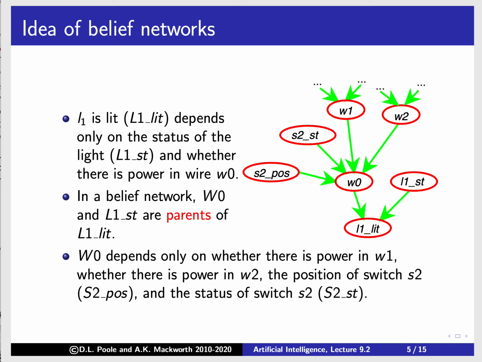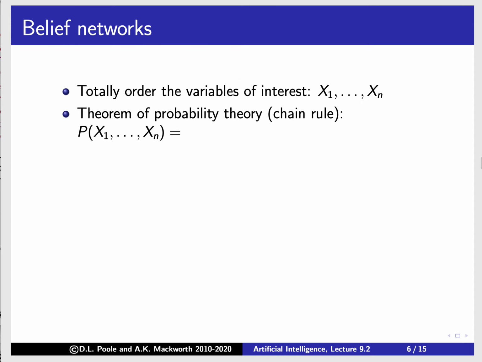We go back and look at W0: it depends only on whether there's power in W1, whether there's power in W2, the position of the switch, and the status of the switch, whether it's broken or not. They're going to be the parents. So that's what our graphical model is going to be. That's the idea of a belief network. It's just this representation of conditional independence.